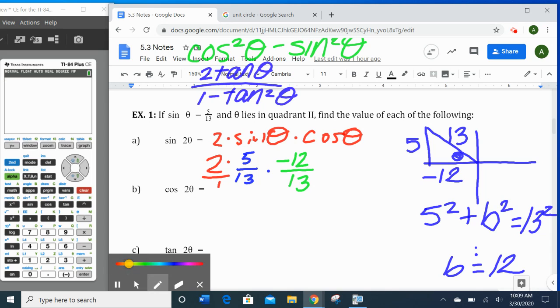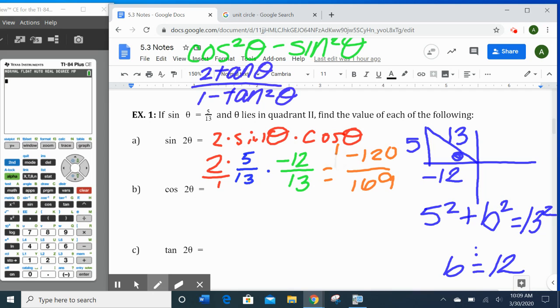So what I would do is I would say that 2 is the same thing as 2/1. So I would take all my numerators and multiply them together, and all my denominators and multiply them together. So 2 times 5 is 10, and 10 times negative 12 is negative 120. And then 13 times 1 is just 13 squared, which is 169. So the answer to sine of 2 theta is negative 120/169. And I would want to verify that my fraction can't be reduced. I always want to be on the lookout for that.